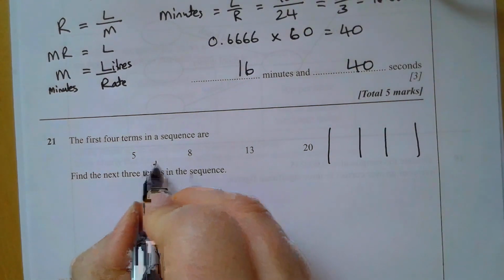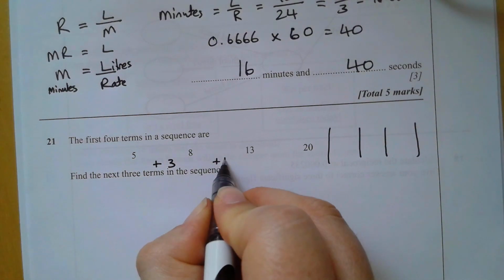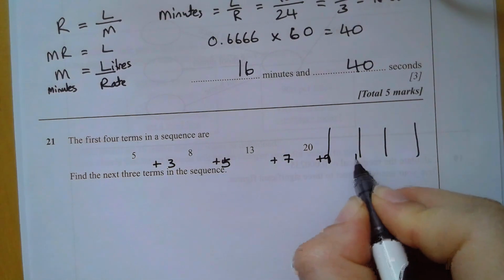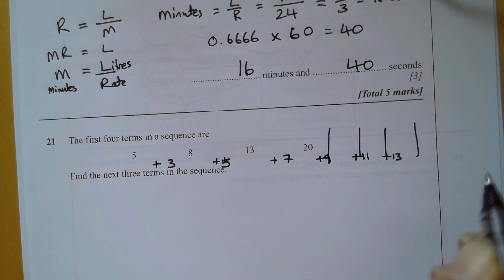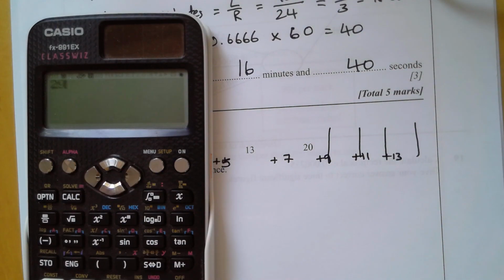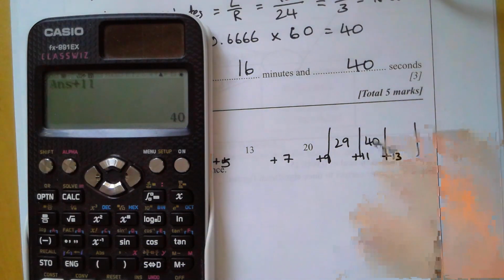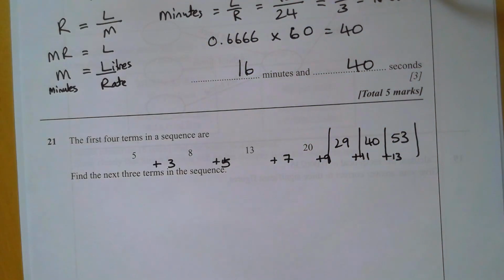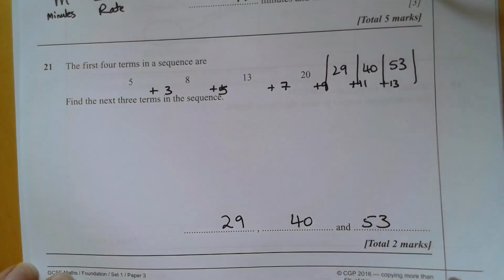So what's the pattern? We're adding 3, adding 5, adding 7. So this time we're adding 9, adding 11, adding 13. We add, so 20 plus 9 plus 11 plus 13. It's that simple. 2 marks towards the end of the paper.